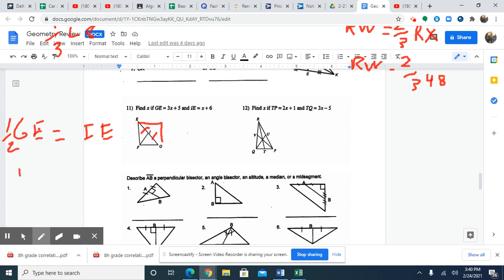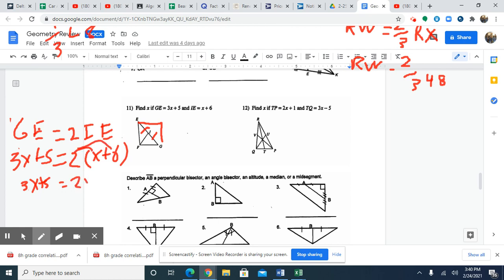So if we know that GE is equal to 1/2, or the other way around, if we want to make this a little bit simpler, we can say that 2 times IE would be equal to the whole thing, GE. So that makes things a little bit easier. So now we can replace it and say IE is equal to x plus 6 and GE is equal to 3x plus 5. So 3x plus 5 is equal to 2 times x plus 6, which is 2x plus 12.